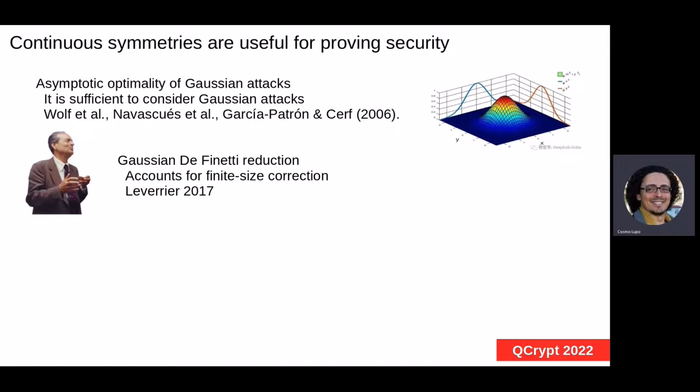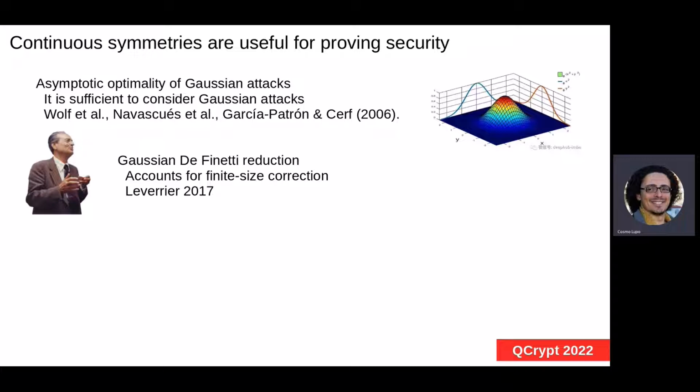Now notice that these variables, quadrature and phase of the electromagnetic field, are continuous and unbounded. They are two real variables. The fact that there is this continuous symmetry in these protocols is very useful from a theoretical point of view. A few very important theoretical results are derived using the continuous symmetries of these variables. In particular, the asymptotic optimality of Gaussian attacks, which is very helpful because it tells us that in order to prove the security, it's sufficient to consider only Gaussian attacks from the eavesdropper.